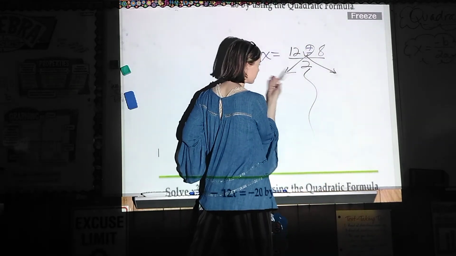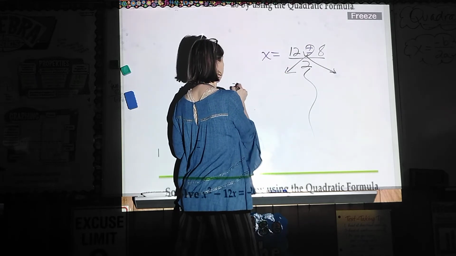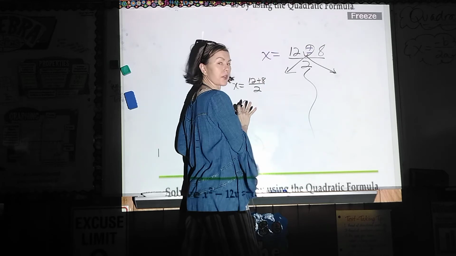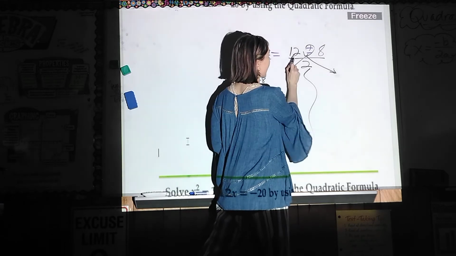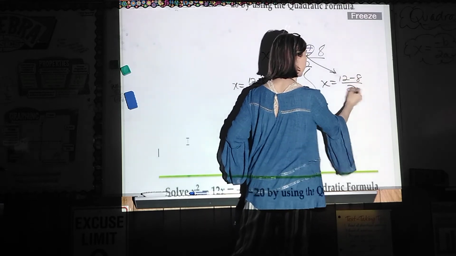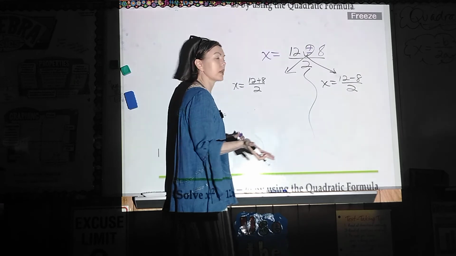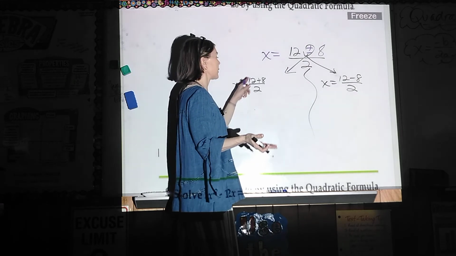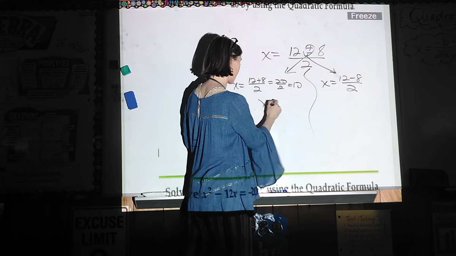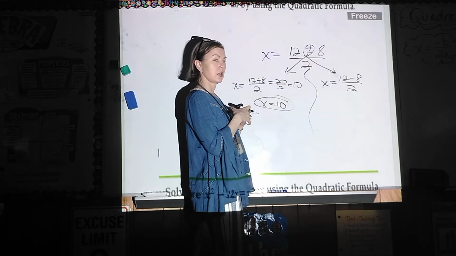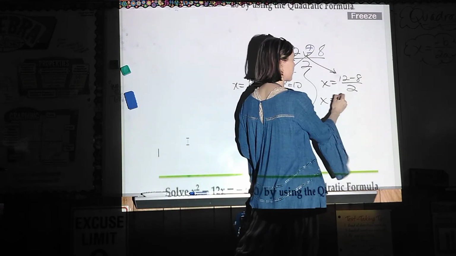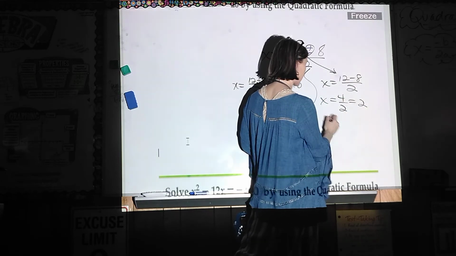So let's do it. We bring down our x equals. So we have 12 plus 8 divided by 2 on the left. And then we have 12 minus 8. X equals 12 minus 8 divided by 2. So how easy is this? Fabulous. 12 plus 8 is what? 20. 20 divided by 2 is what? 10. So x equals 10. That's one of our solutions. Okay, so 12 minus 8 is what? 4. 4 divided by 2 is what? 2. So x equals 2.